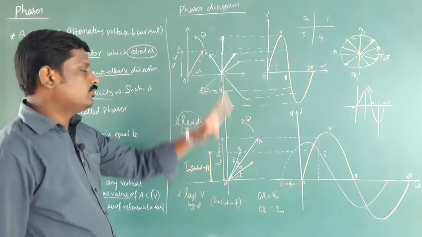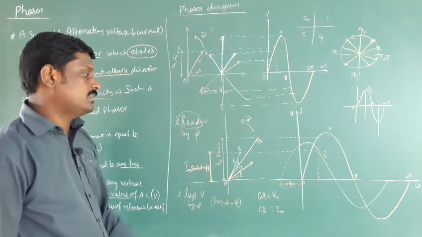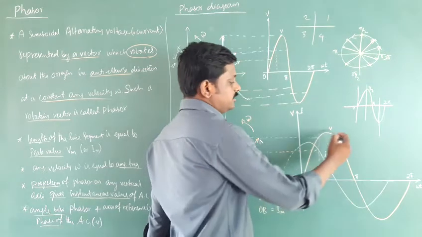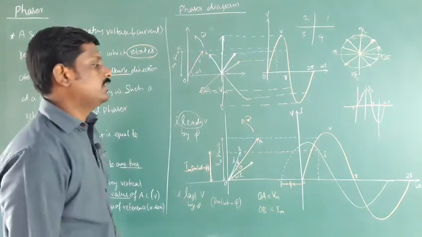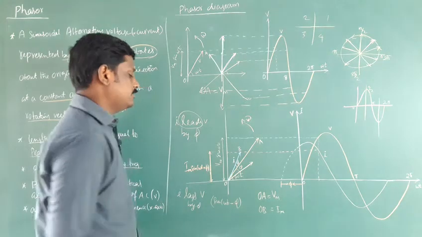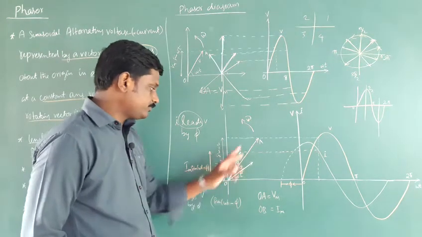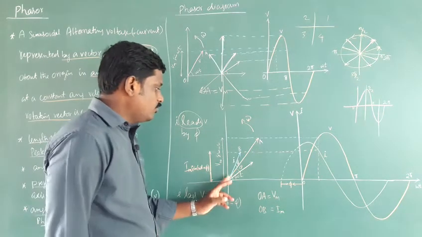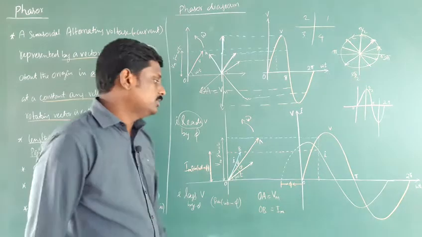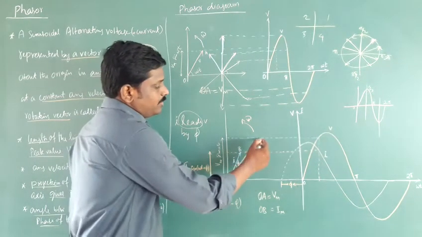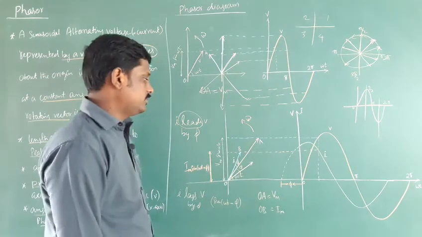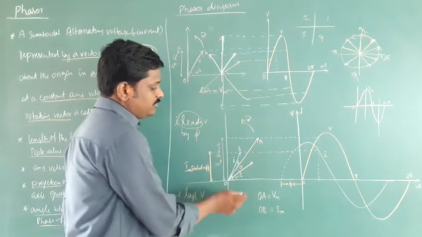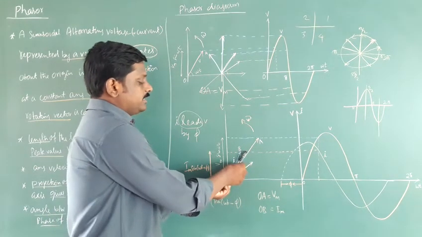Now consider the alternating voltage. In the same circuit the alternating current is flowing. The current flows like that. So this is the current, and this is the voltage, the V versus omega t curve. We are going to draw the phasor. Phasor OA represents the alternating voltage, and OB represents the alternating current. OA represents the voltage at that instant, and it rotates from 0 through omega t.